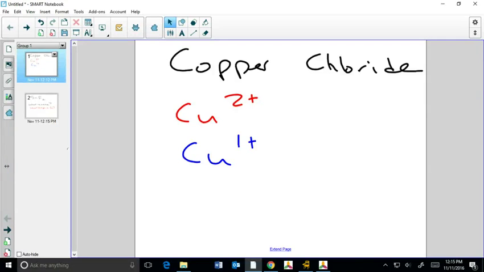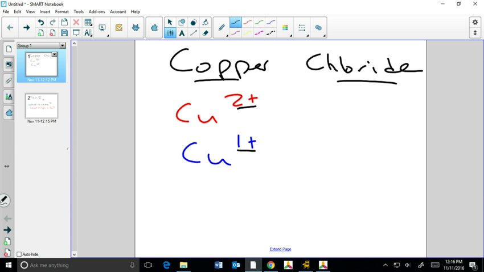Okay, my friends, we are looking at ionic compounds with metals that have more than one charge. So for example, this is copper here that you can see has a 2+ charge and also has a 1+ charge. So when I'm mixing copper and chlorine to make copper chloride, how do I know which one of these I make?